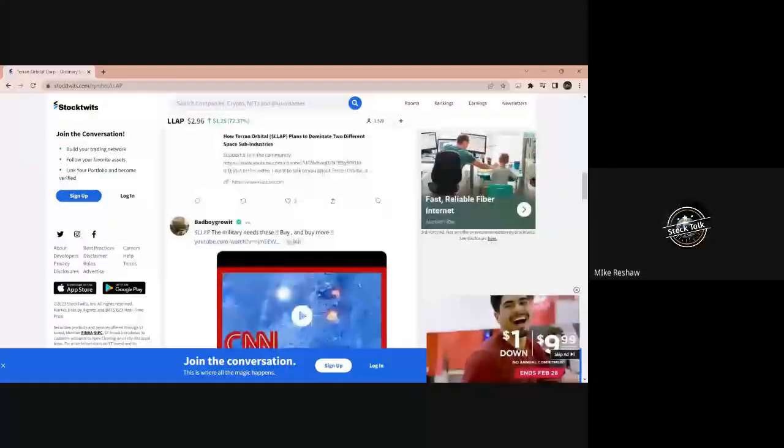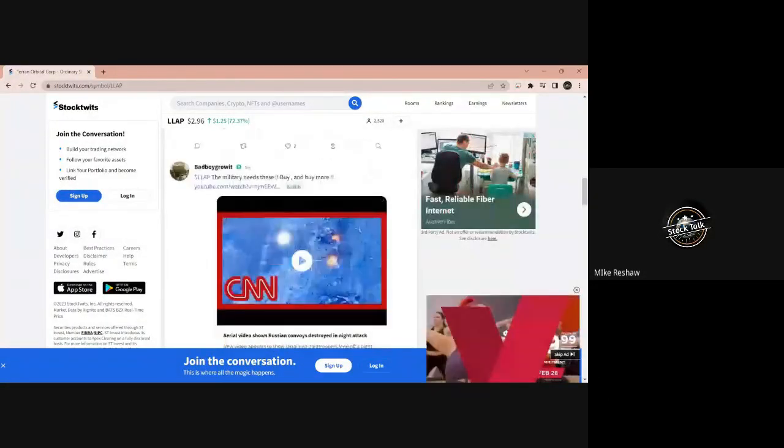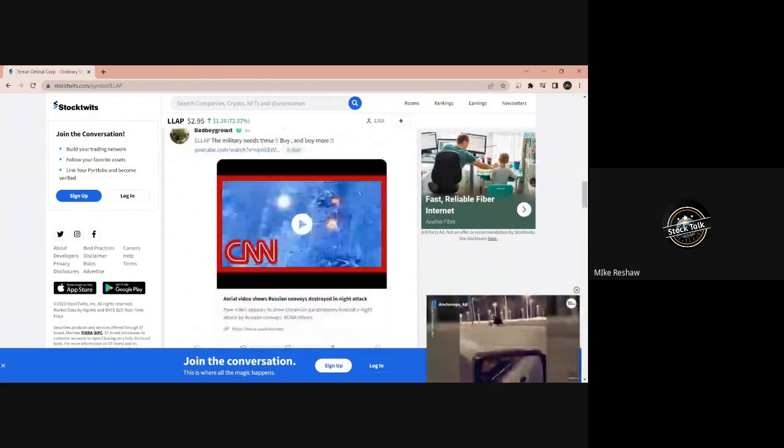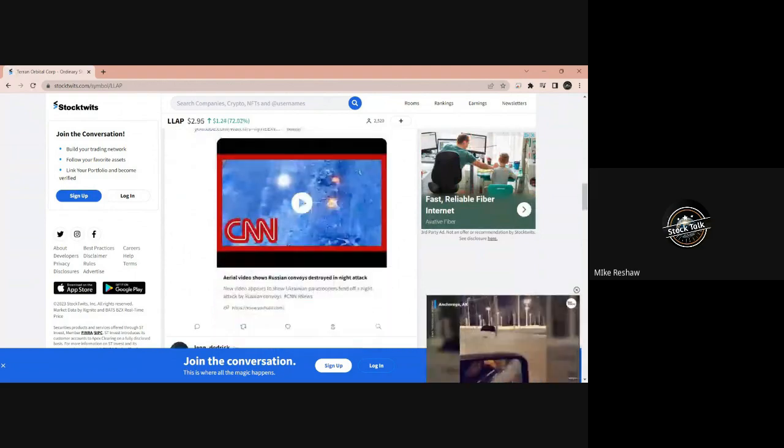Also, Baby Growit says, the military needs these. Buy more. And it says aerial video shows Russian convoy getting destroyed in a night attack there.